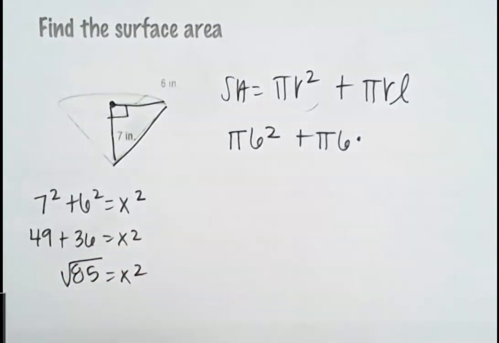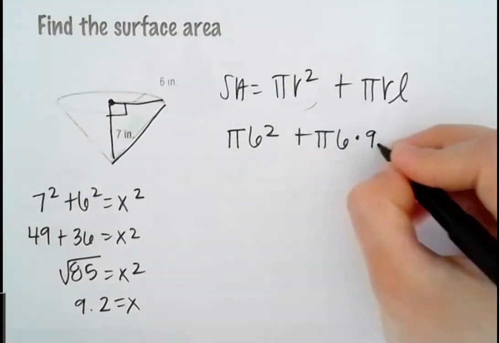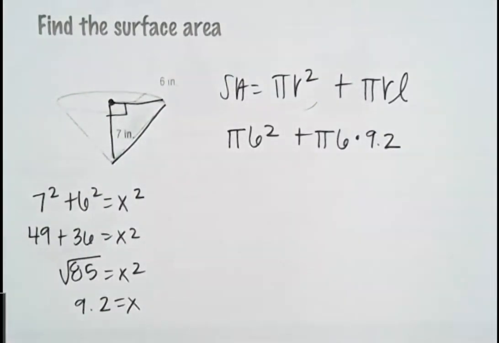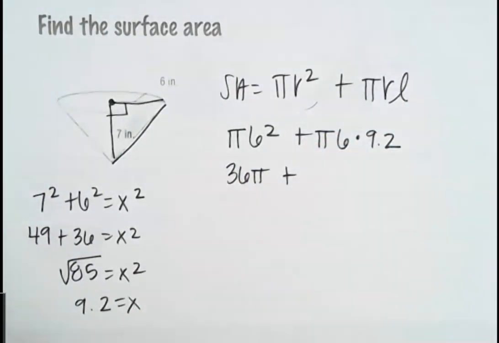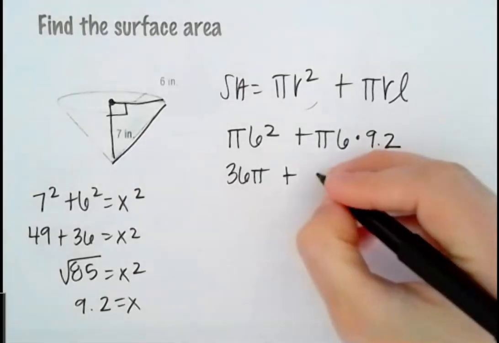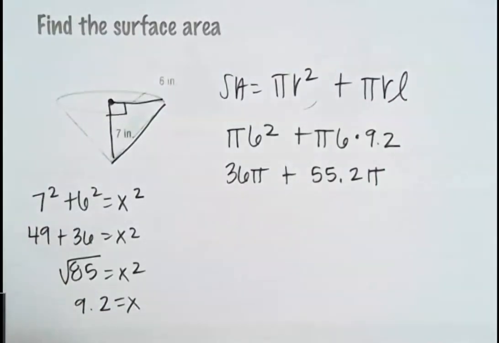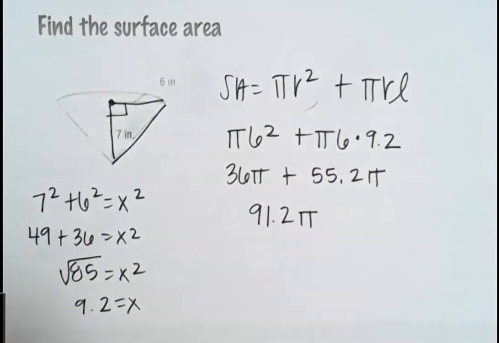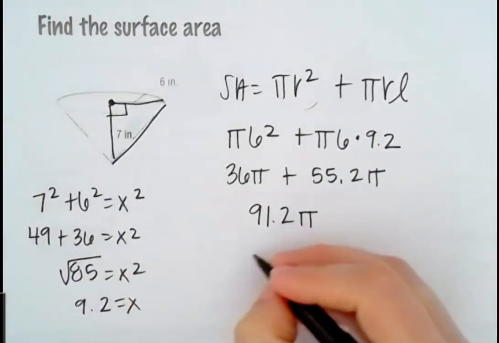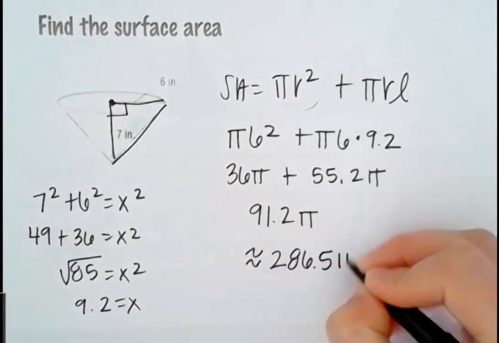Square root of that, about 9.2 is our slant height. So plug in 9.2. And now we just simplify like we did with the cylinders. 6 squared is 36 pi. 6 times 9.2, about 55.2 pi. Add up our pi's, 91.2 pi, multiply by pi. And this is approximately 286.5 inches squared.